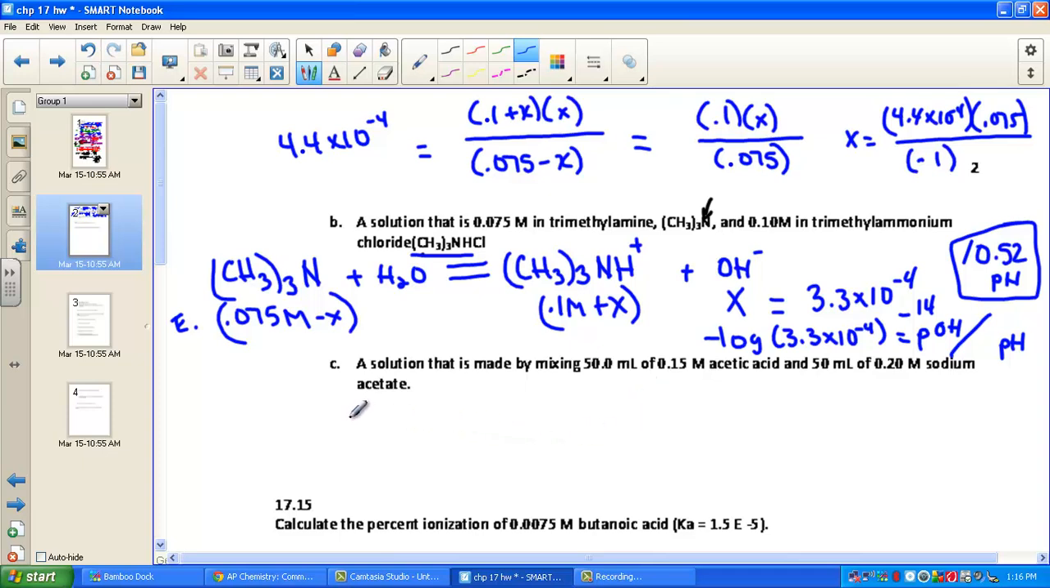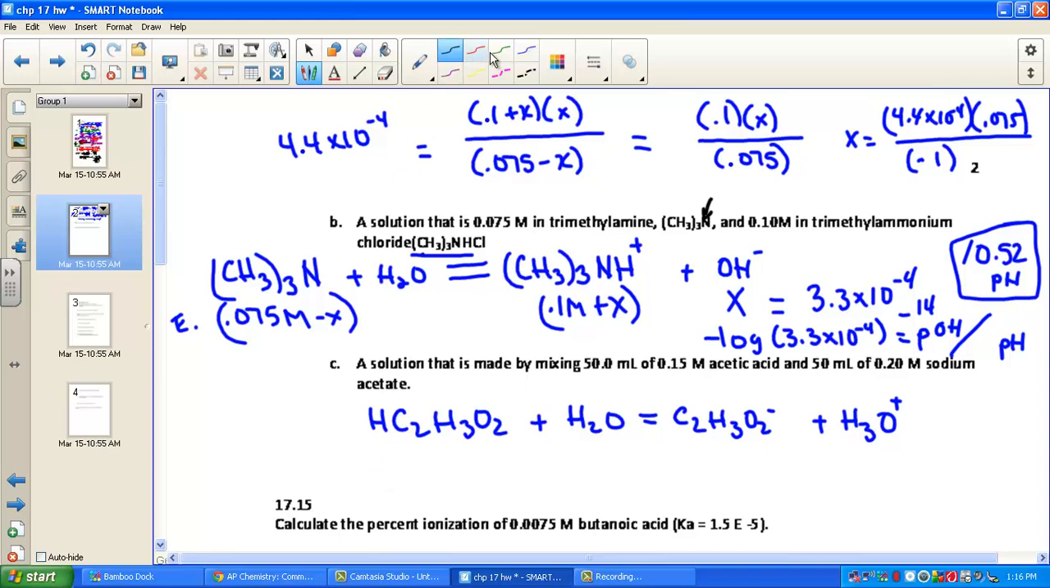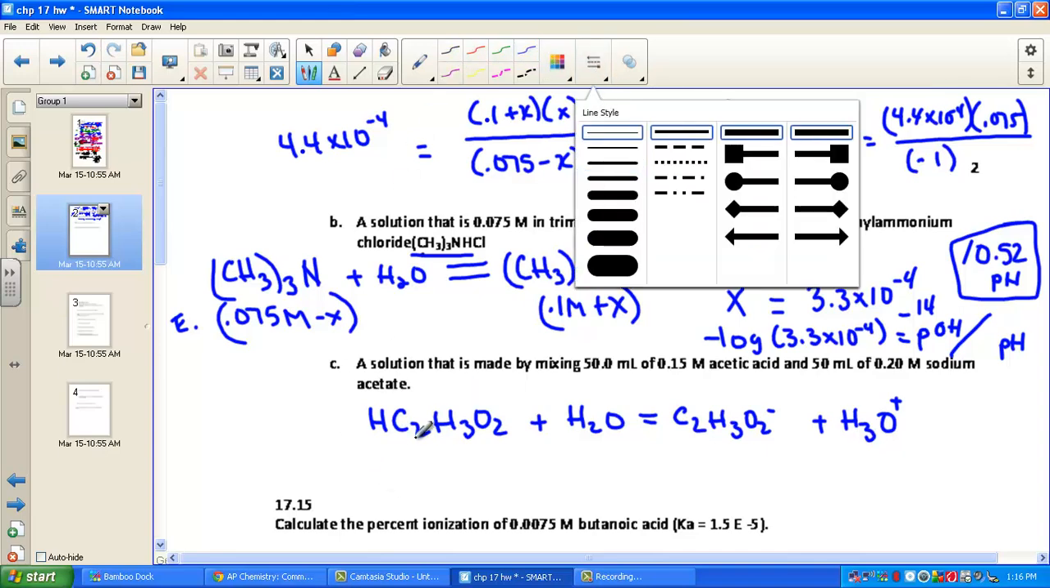So here, let's just kind of take a peek. If I have acetic acid, HC2H3O2, in an equilibrium with its conjugate base, acetate, and the conjugate acid of water, H3O+. Alrighty. Let's just do a little side math here, and I'll just make it a little different color.